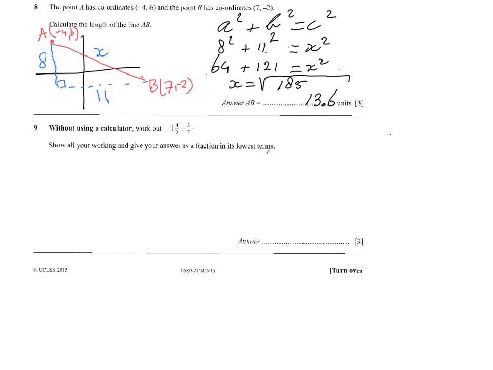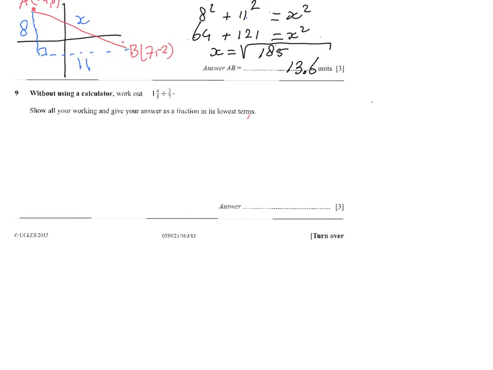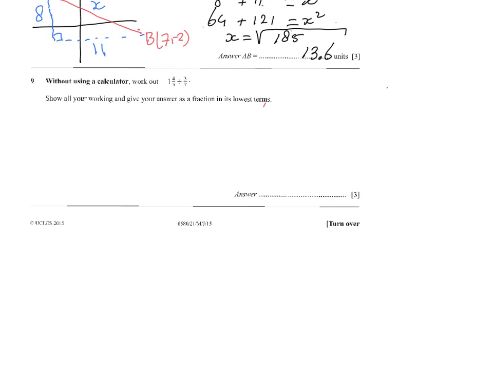All right. Moving on, question 9 already. This goes really well. Without using a calculator, work out 1 4/5 divided by 3/7. Show all your working and give your answer as a fraction in its lowest terms. Now I have to show all my workings, but maybe your calculator can still inspire you of what the answer should be, if you have forgotten how to do this. But really you should know, you're a confident mathematician, you should be able to do this.